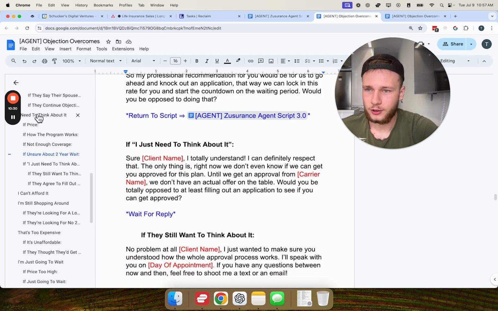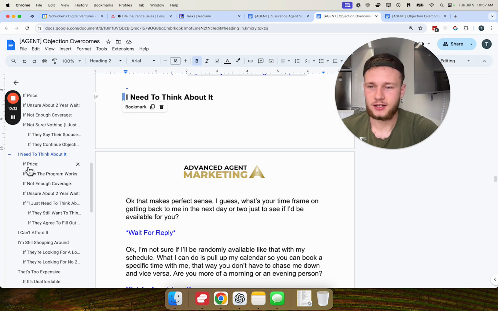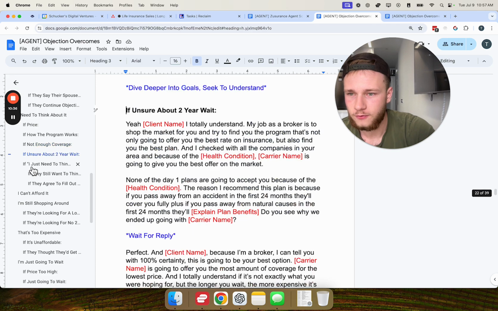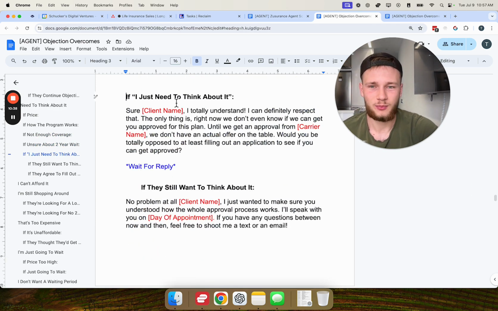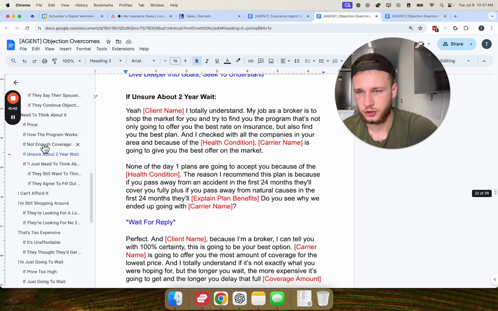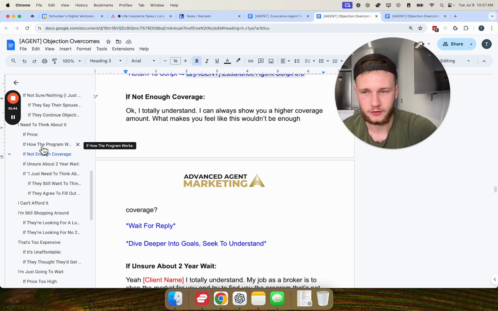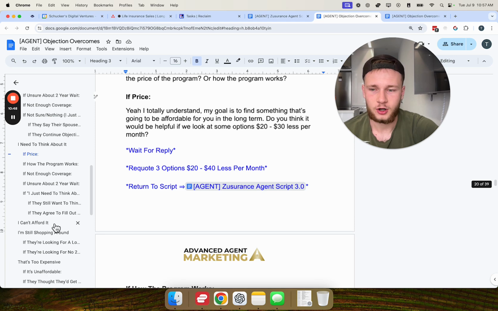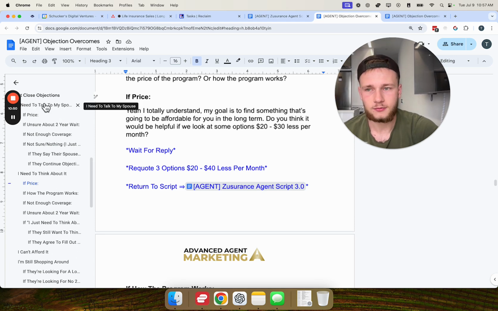And yeah, if they reply to "I need to think about it," we have 1, 2, 3, 4, 5 different places that they can go, right? If they say they just need to think about it, if they're unsure about the 2-year wait, if they're not sure if they have enough coverage, if they're unsure about how the program works, and if it's the price, we have all of that, you know, scripted out, right?